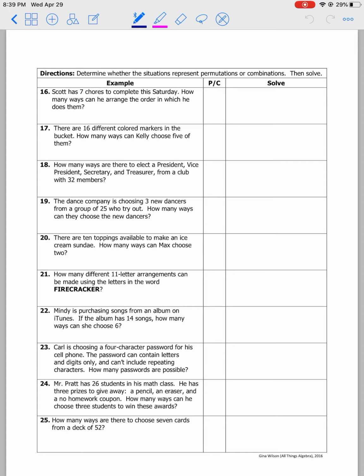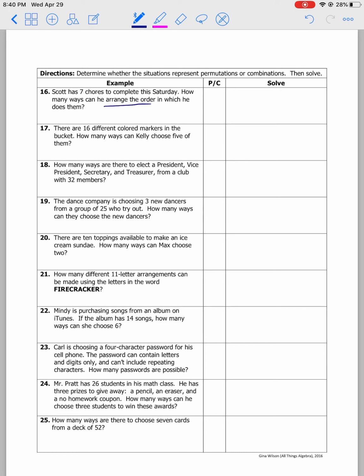All right. So the next page is the same type of setup as that classwork page that I did. So you are identifying whether it's a permutation or combination and then finding the answer. So again, if you can use your calculator for that, I strongly recommend doing it. If not, just use the formula. Let's do quite a few of these because I anticipate this is where the majority of you are going to struggle. So number 16, Scott has 17 chores to complete this Saturday.